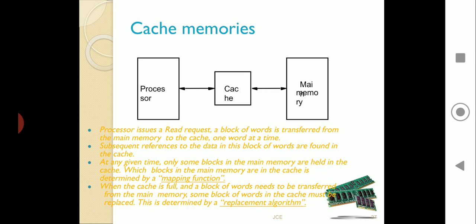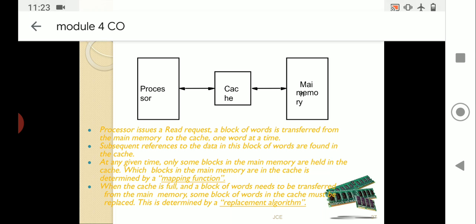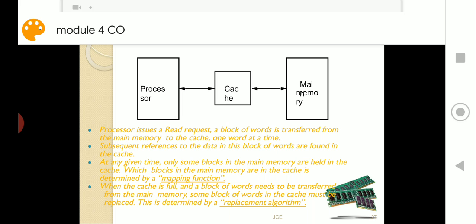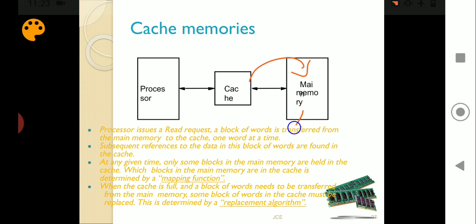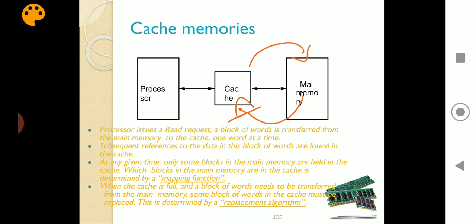Okay, but what is one disadvantage here, friends? The cache memory size is very less. Therefore, you cannot store all the data inside your cache memory. That means you need to go to main memory. So this mapping, whatever is happening between your main memory and cache memory, that is taking the data from the main memory, then again taking the data from the main memory into the cache.